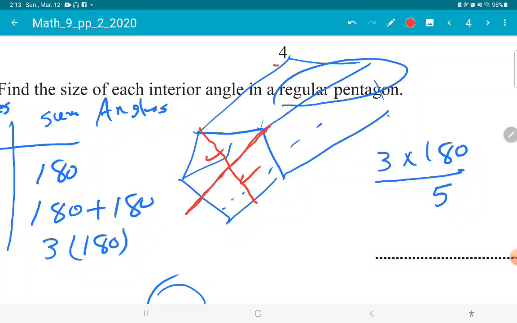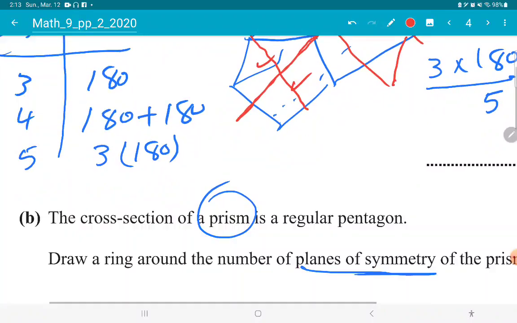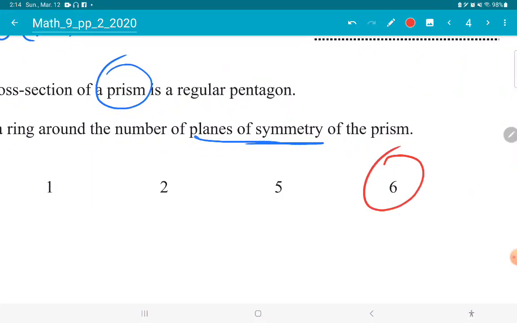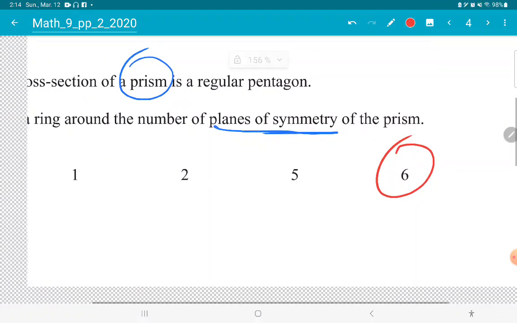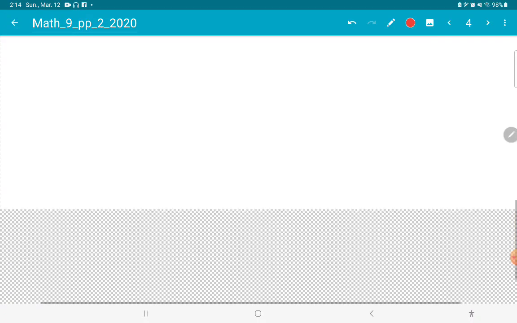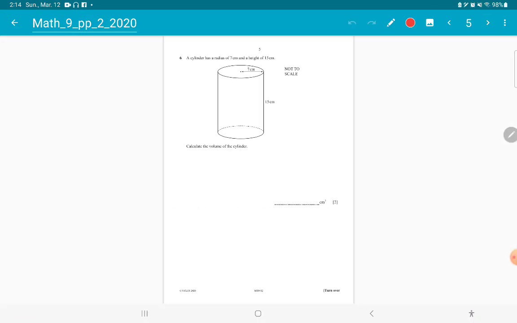Also, if I go to the midpoint of the prism and I put my mirror over there, I have 6. See, there is a 6. See? I have 6. What else? Nothing in this page. Page 5.